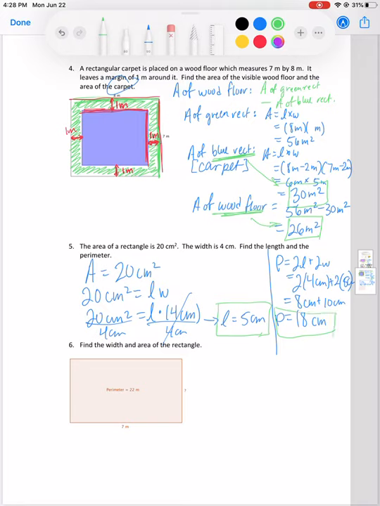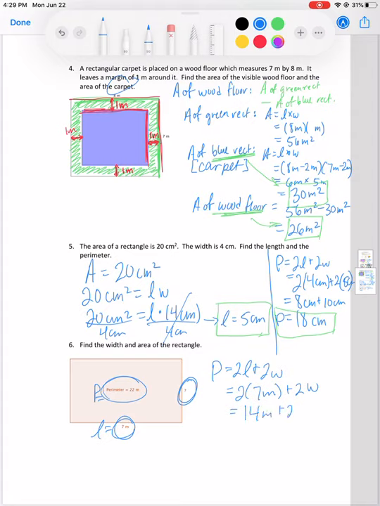Okay, there we go. The last problem here is finding the width and area of the rectangle. So the width, we don't know what that is, and that's going to be here. The area, we don't know. But what do we know? We know that the length is 7 meters, and the perimeter is equal to 22 meters. The perimeter is equal to twice the length plus twice the width. So I'd like to write my formulas down. 2 times 7 meters plus 2 times the width. That's 14 meters plus 2 times the width. The perimeter we do know is 22 meters.